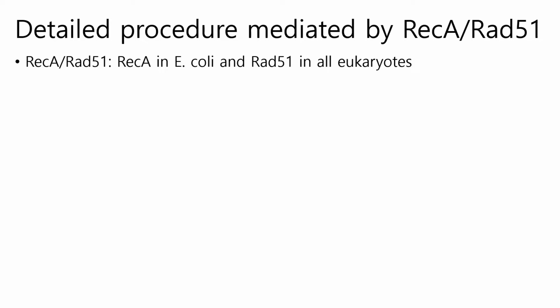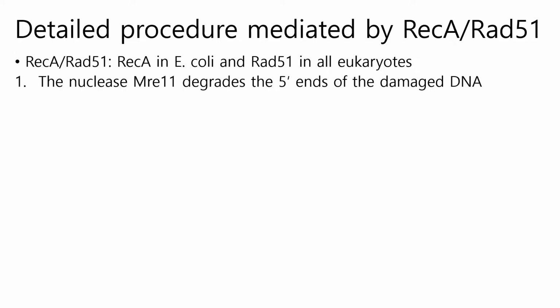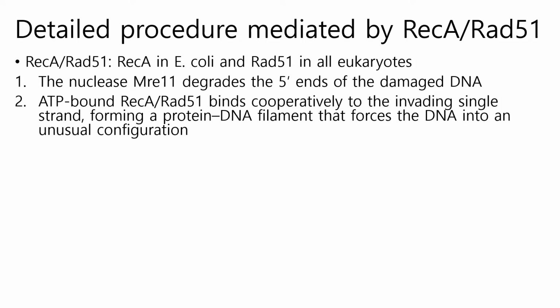The detailed procedure is mediated by RecA or RAD51. It is called RecA in E. coli and called RAD51 in all eukaryotes. Okay, so firstly, the nuclease MRE11 degrades the 5' ends of the damaged DNA. And secondly, the ATP-bound RecA or RAD51 binds cooperatively to the invading single strand, forming a protein-DNA filament that forces the DNA into an unusual configuration.